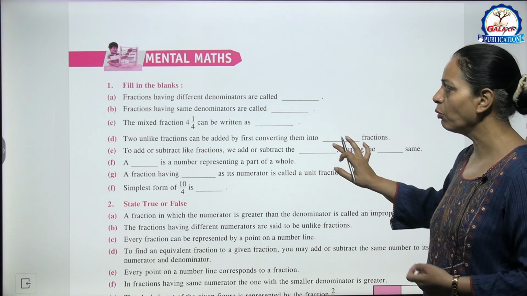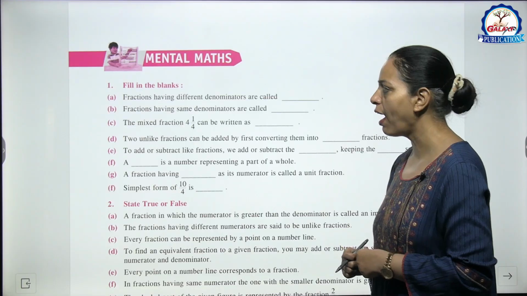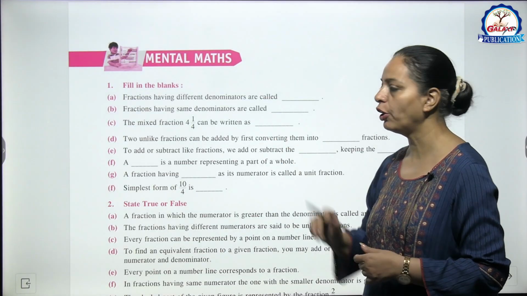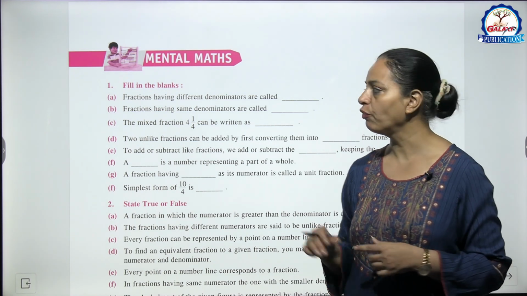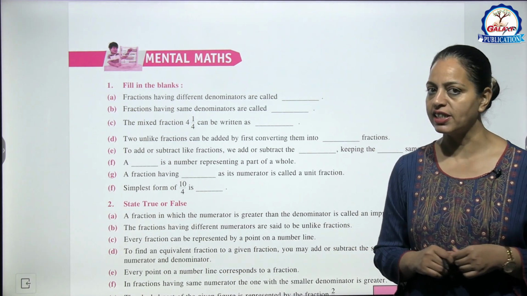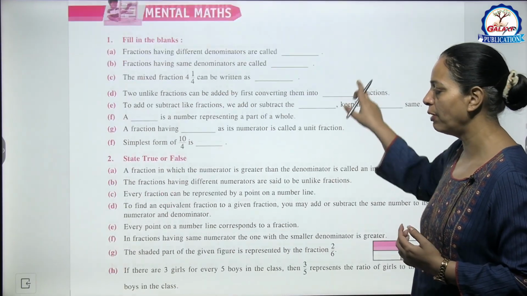Now this is the time of mental maths. Question number 1, filling the blanks. A part, fractions having different denominators are called unlike fractions. B part, fractions having same denominators are called like fractions. Similarly, you can try remaining parts.